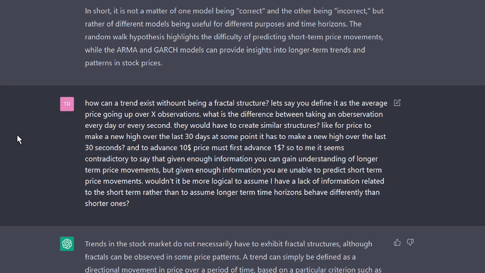For price to make a new high over the last 30 days, at some point it has to make a new high over the last 30 seconds. And to advance $10, the price must first advance $1. So to me it seems contradictory to say that given enough information you can get an understanding of longer term price movements, but given enough information you are unable to predict shorter term price movements. Wouldn't it be more logical to assume I have a lack of information related to shorter term price movements rather than to assume that longer term time horizons behave differently than shorter ones?